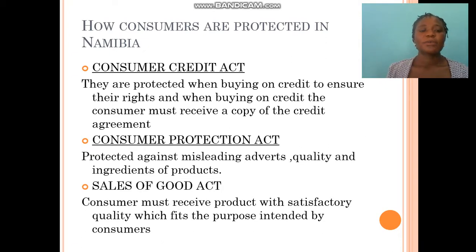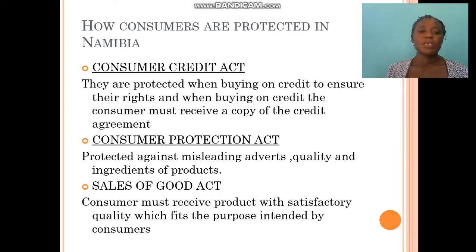And then we have the Consumer Protection Act. Under this act, consumers are protected against misleading adverts, and regarding the quality and ingredients of products, okay? This act is there to make sure that all adverts are not misleading, that consumers are buying goods of good quality, and that whatever is specified on the product matches what is inside the product, okay?